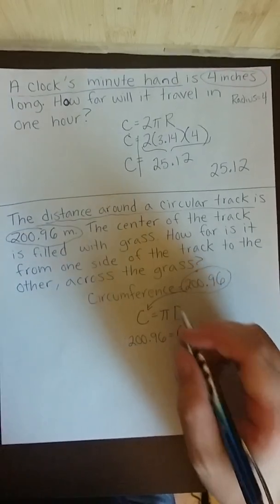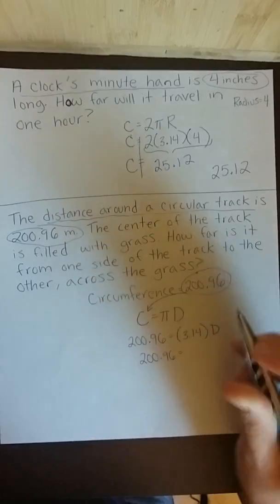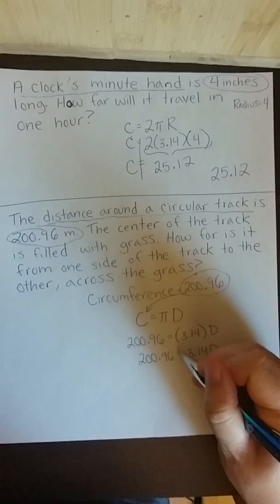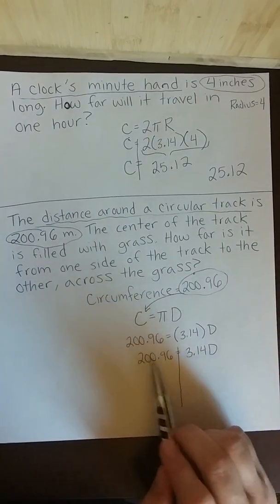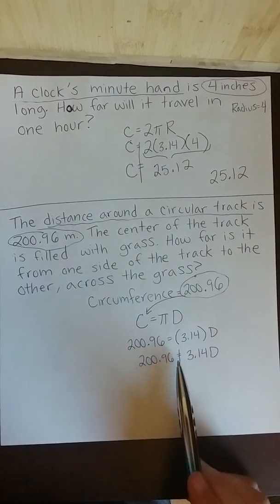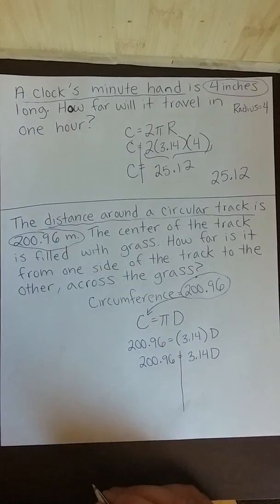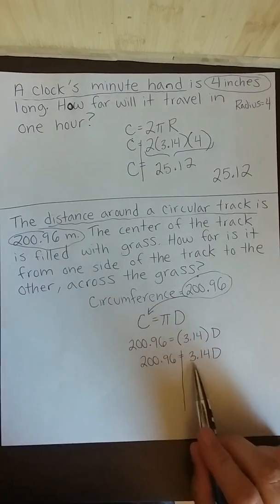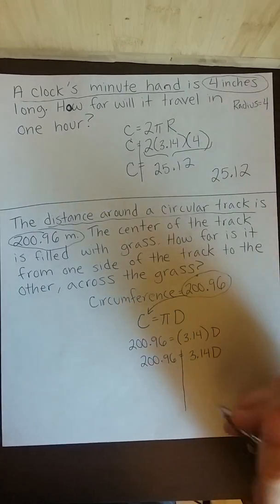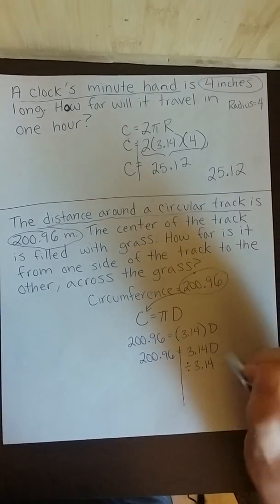I can rewrite this without the parentheses. They're not really necessary since there's nothing to multiply. So this is 200.96 is 3.14d. Now, when I look at this, these two numbers are on opposite sides of the equal sign. I can't multiply them because they're separated by the equal sign. Instead, I have to try to get d alone using inverse operations. So, 3.14d means that I'm multiplying 3.14 and d. To get d alone, I'm going to do the opposite, which is dividing both sides by 3.14.